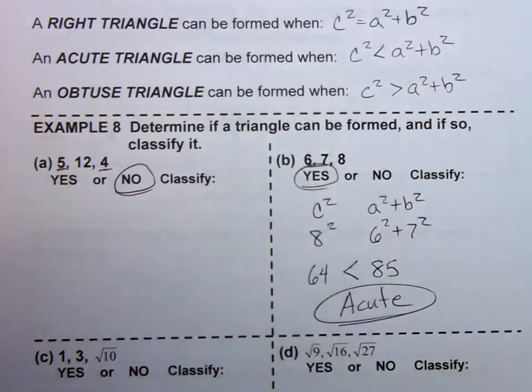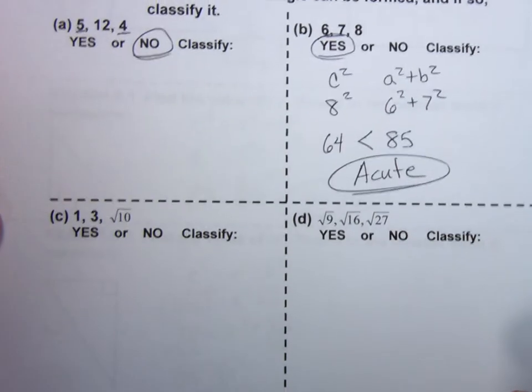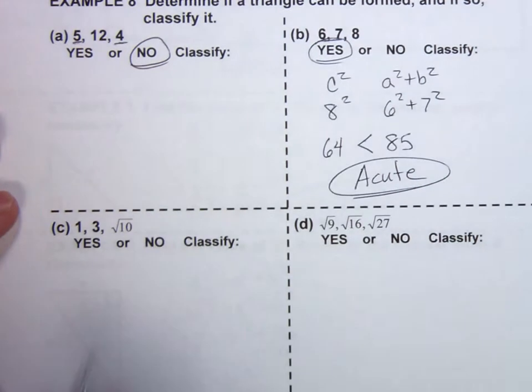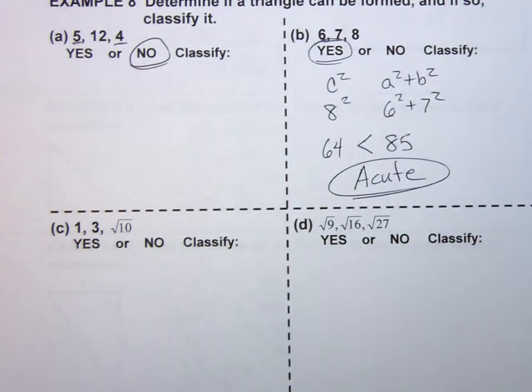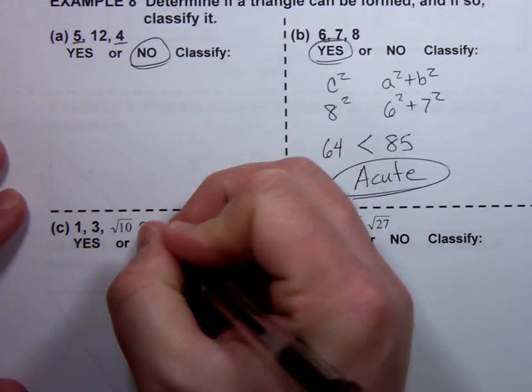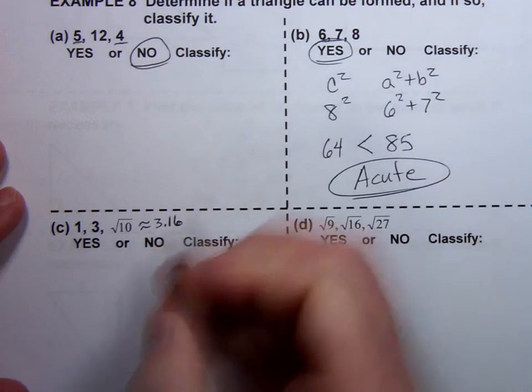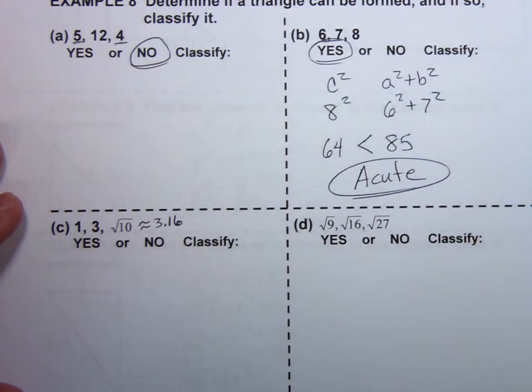Let's try the next one. So on C, let's add the two smallest together. Now first off, most of y'all probably don't know immediately what the square root of 10 is. And so comparing the numbers and knowing which one's the longest side might be challenging for you. You can type square root of 10 in the calculator, and you'll see that it's approximately 3.16. So it is bigger than 1 and 3. So this is our longest side.